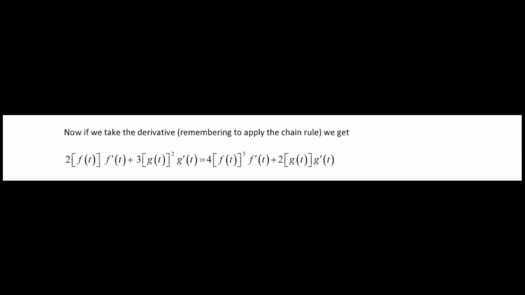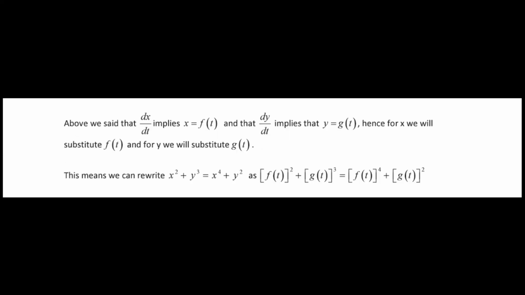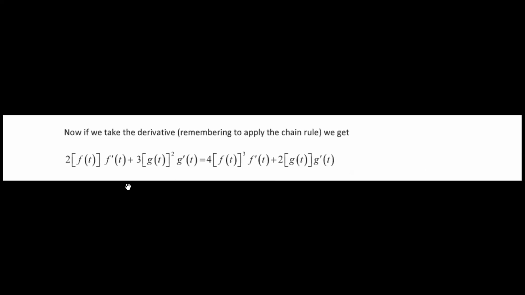So now we're going to take the derivative, remembering to use the chain rule. You say derivative of what? Derivative of this. Now the derivative of this is going to be 2 times f of t, using the power rule. Chain rule says you have to take the derivative of what's inside parentheses. That's f prime of t. So this will be 2 f of t, f prime of t, which is what we have here.